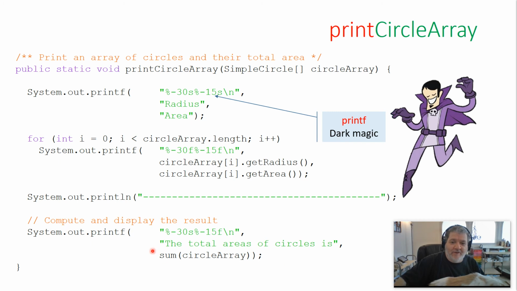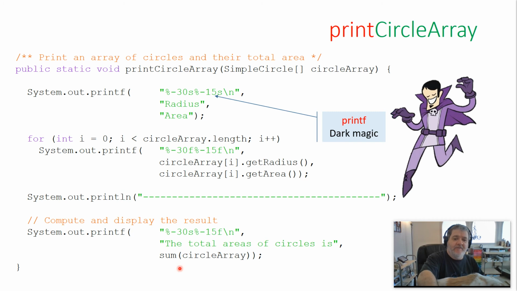And then I display the total area of all the circles in that array. I call another method, sum, that I have not yet defined, and I pass to it again the reference to the whole array. So now all I have left to do is figure out how sum works, because apparently it returns a value, and that value is used to display the total area of the circles.